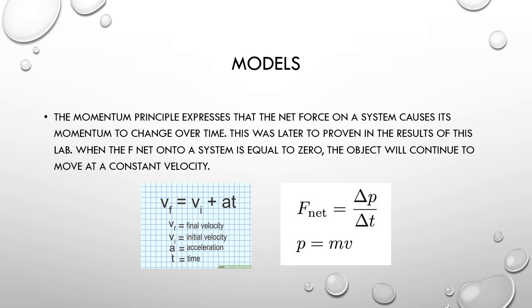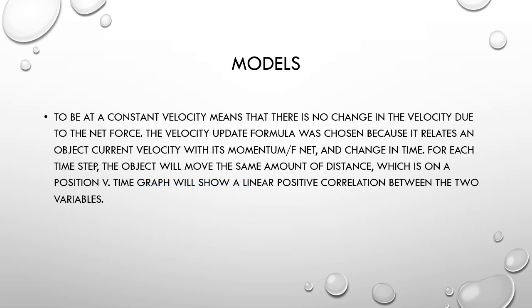The momentum principle expresses that a net force on a system causes momentum to change over a period of time. This is later to be proven in the results of this lab. When the F net, or the net force on a system, is equal to 0, the object will continue to move at a constant velocity. To be at a constant velocity means that there is no change in the velocity due to the net force. The velocity update formula was chosen because it relates an object's current velocity with its momentum, F net, and change in time. For each time step, the object will move the same amount of distance, so the position versus time graph will show a linear positive correlation between the two variables.